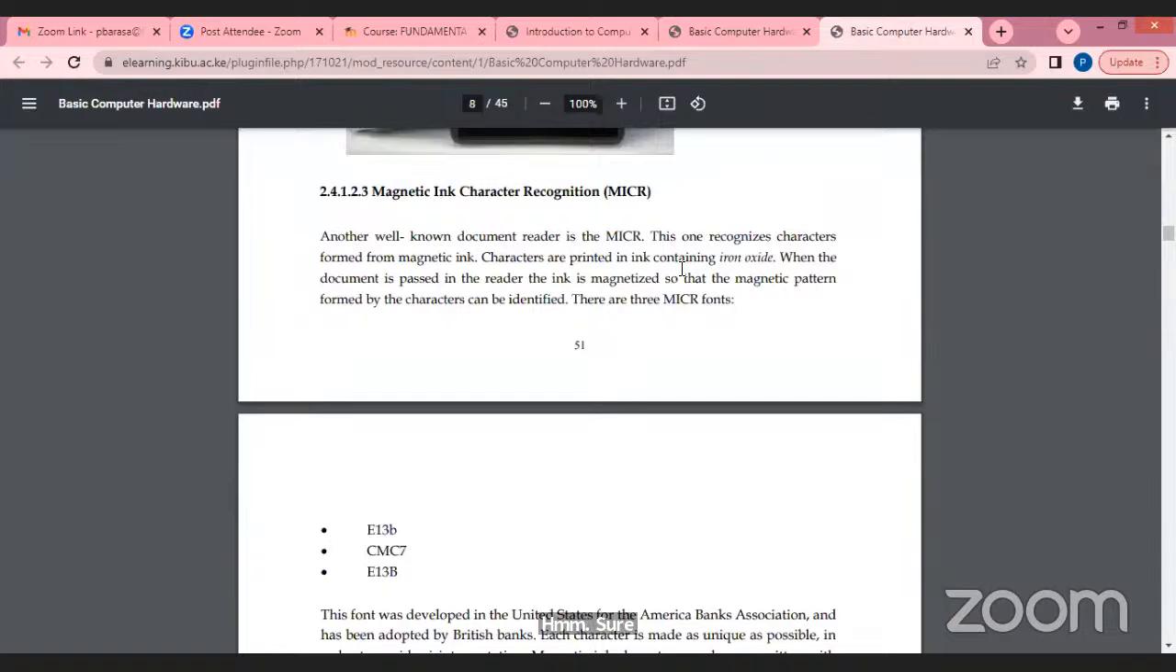So MICR, which is magnetic ink character recognition, is another known document reader, and this one recognizes characters from magnetic ink. Characters are printed in ink containing iron oxide. When the document is passed in the reader, the ink is magnetized so that the magnetic pattern formed by the characters can be identified. There are 3 MICR fonts.